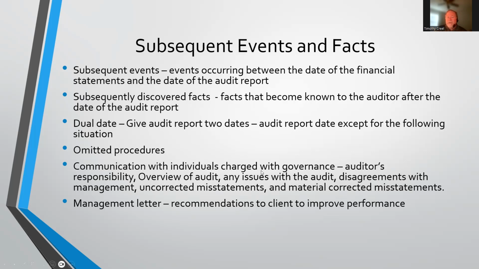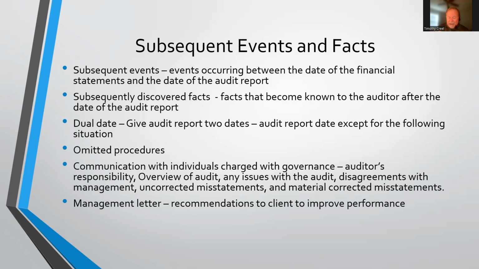A dual date. Sometimes what auditors will do is a dual date. So they'll give the audit report two dates: the audit report date, except for the following situation. And what this does is, if you had to go back and restate something on the audit report, you could open yourself up, for example, if you did it initially at the beginning of March, but you had to go back and do it again in June and redo something on your audit report due to subsequently discovered facts.